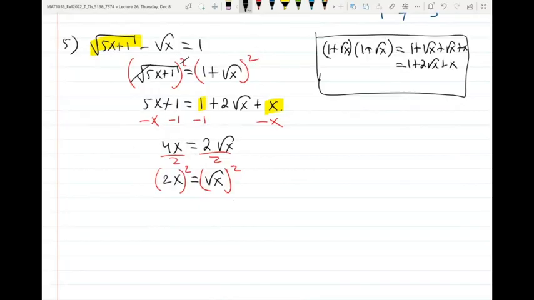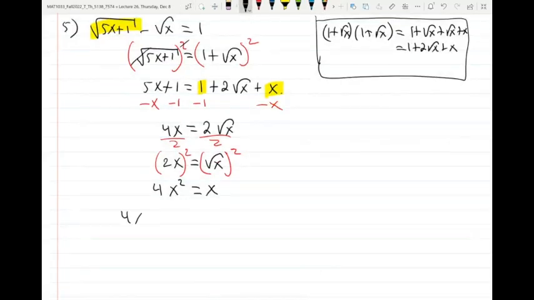By doing so, remember when you square a product, you have to square each of the factors. So 2x squared becomes 4x squared. And then the square root of x squared is just x. And now this is a quadratic, we solve it. Remember, for quadratic equations, we need to set it equal to 0.